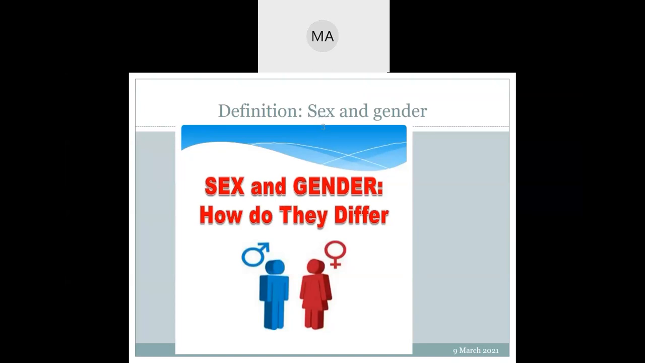So how do you define sex and gender? Are they the same or different? You can respond on chat and let me see your response. Are they the same or different? If they are different, what makes them different? And if they are the same, what are the common characteristics? Can we treat sex and gender as the same? Anyone? Are they the same?